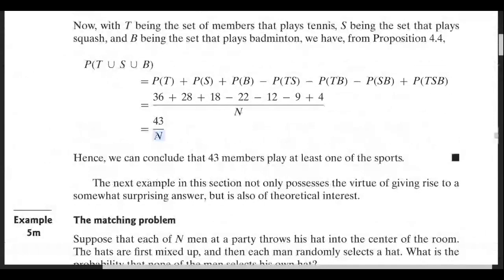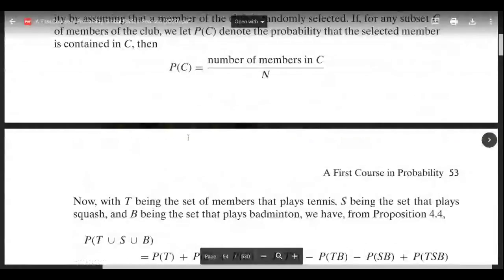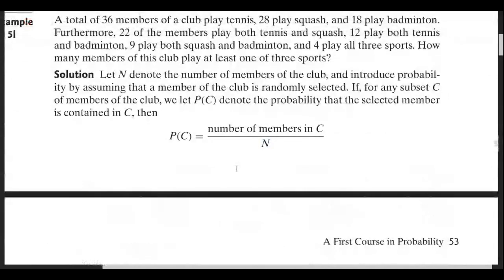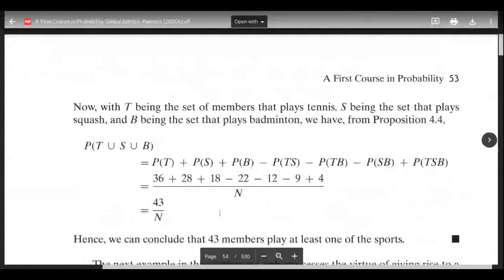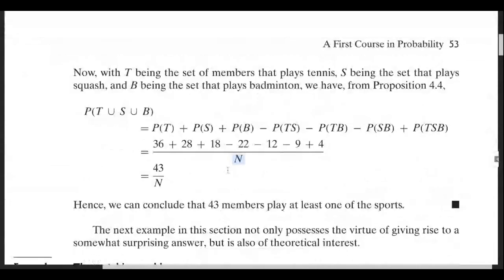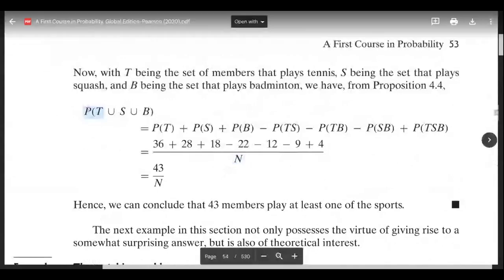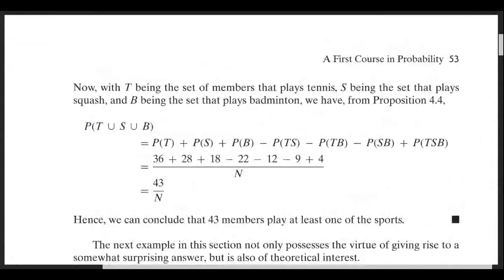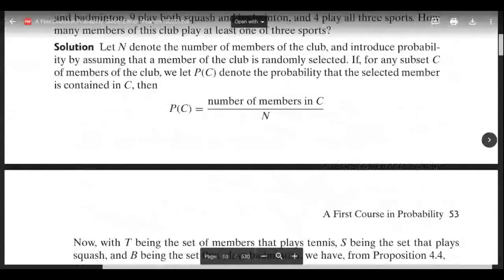We can conclude that 43 members play at least one of the sports. Oh, okay. This n is just a dummy variable, right? Do we really need this n? No, we don't need that. But because we want to show this is a probability, we don't really need this dummy variable, all right? Okay, so that's one way to solve this problem. Well, there are different ways to solve this problem.